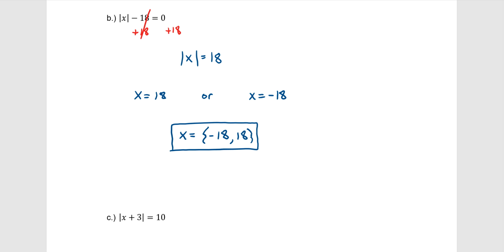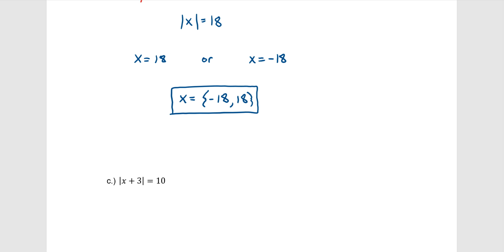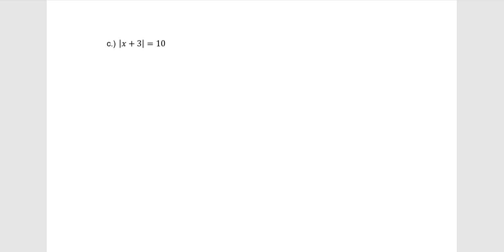And you can check these both just like we did in the last one if you wanted to. For the next one, we have the absolute value of x plus 3 equals 10. So we already have the absolute value isolated here. So all we have to do is drop the absolute value bars, set it equal to the number, and then we also set it equal to the negative number. So we set it equal to -10.